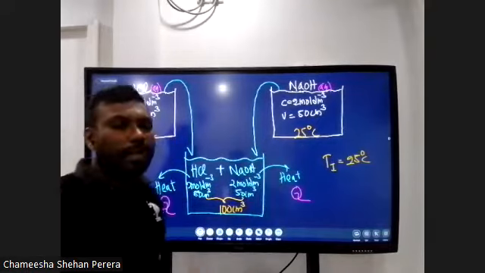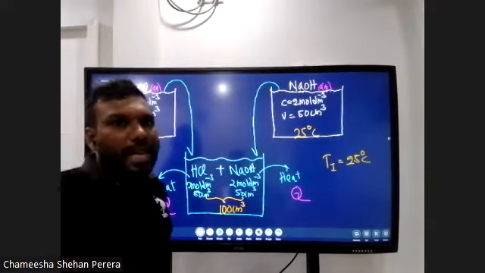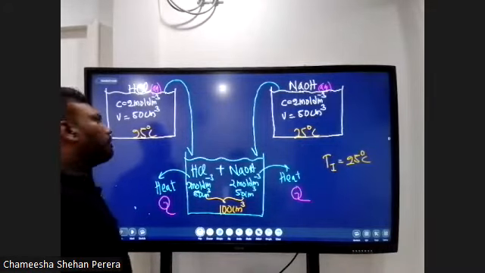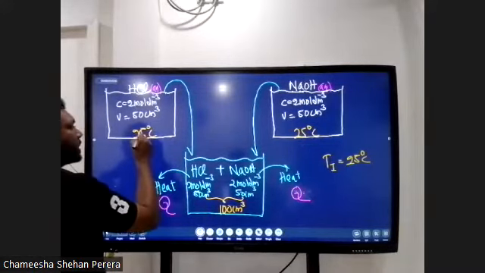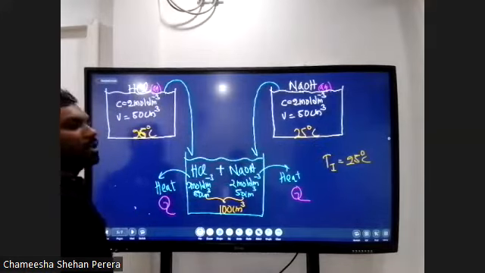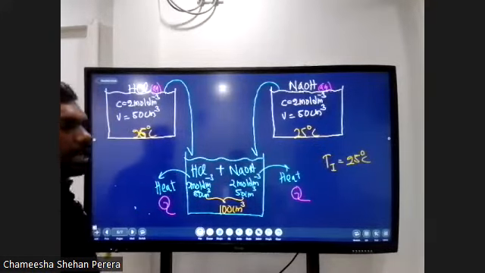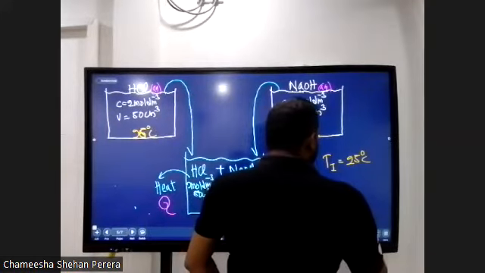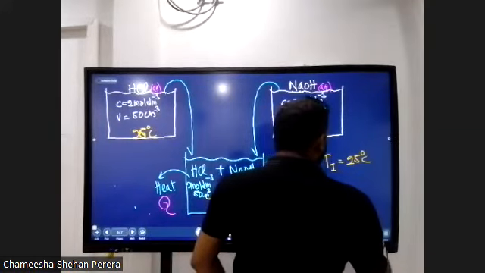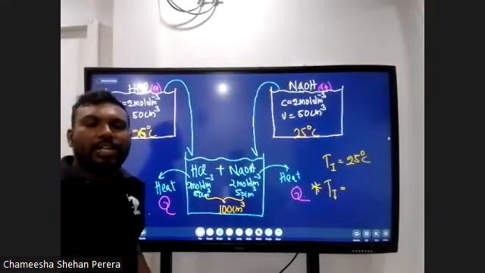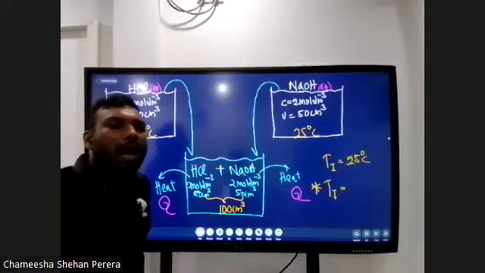Then again 25. Imagine the initial temperature of one of these reactants is 26. Then initial temperature 25, initial temperature 26. Now tell me what you are going to consider as the initial temperature of the reactants.